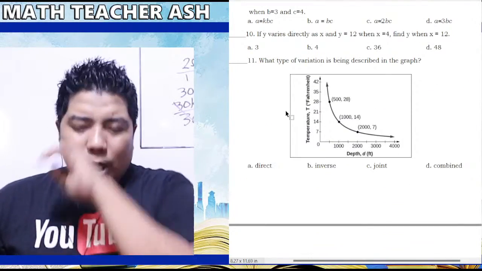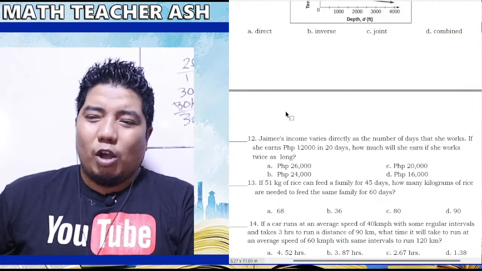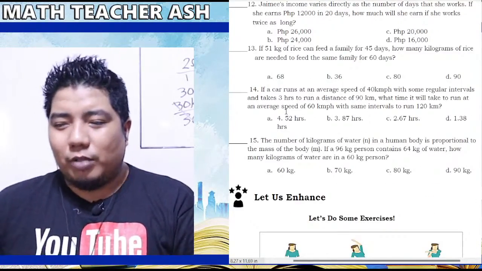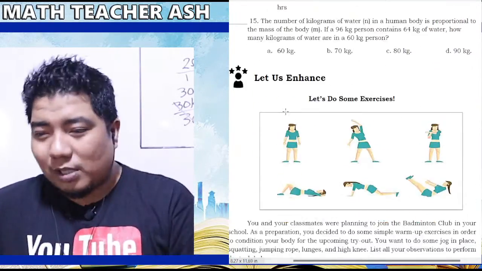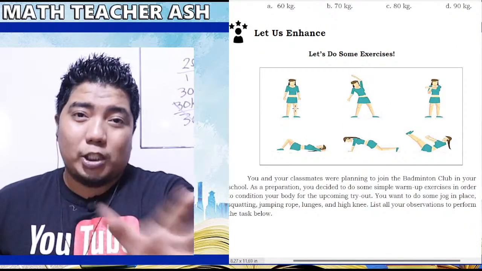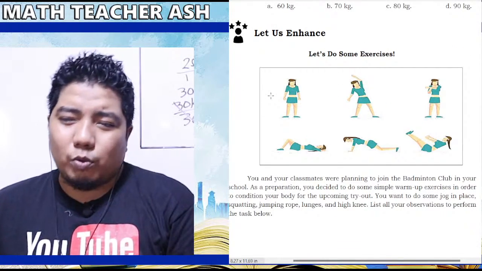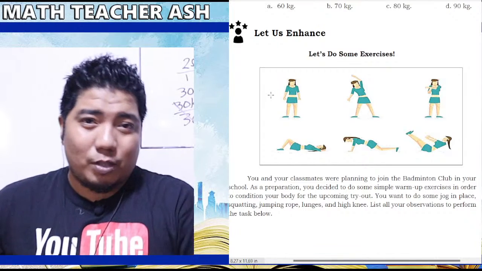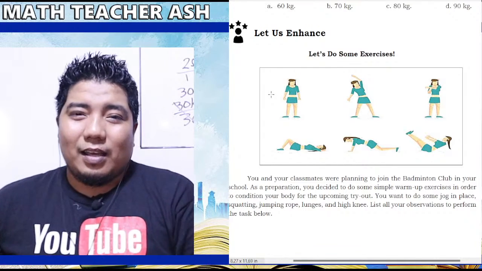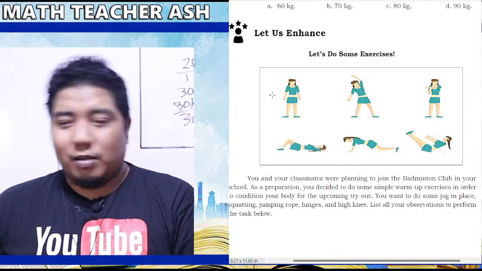So I hope you have learned a lot of things on this topic for today. And again, after your post-test, you have the let us enhance. For my students, you don't need to do this one because I already have given you the performance task in the quizzes natin in our GCs.